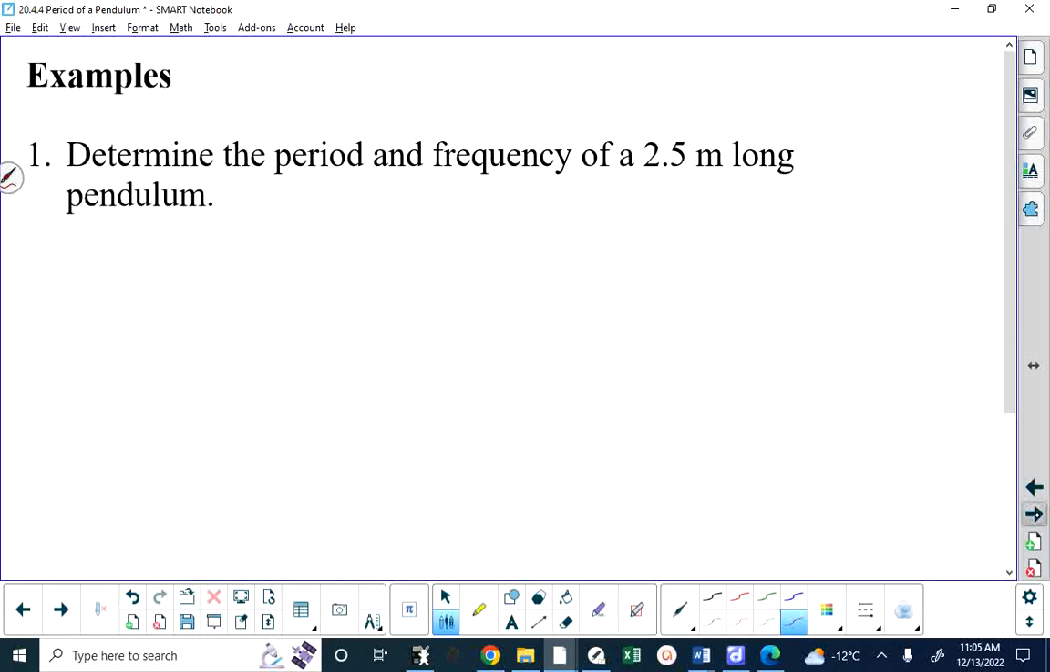Let's run through a few examples, then we're going to do some work with what's called restoring force, and then you're going to have some problems to practice for tomorrow. Determine the period and frequency of a 2.5 meter long pendulum.